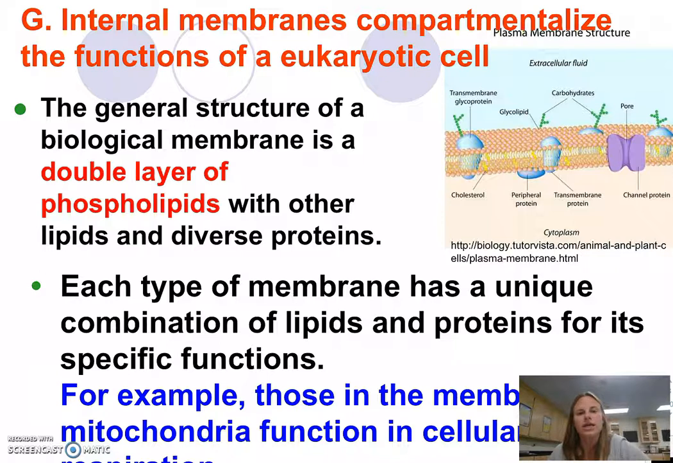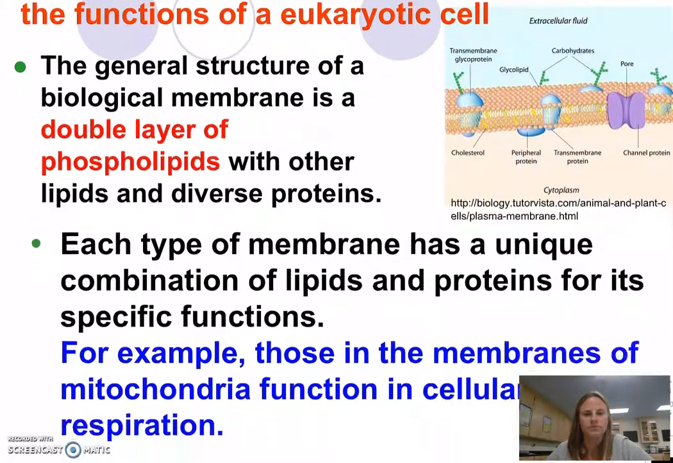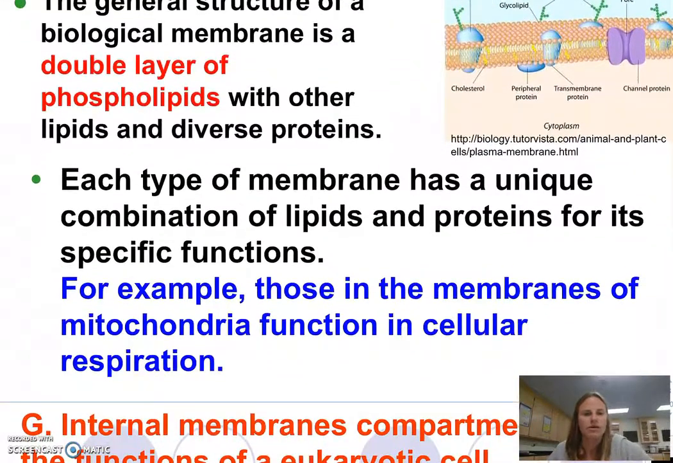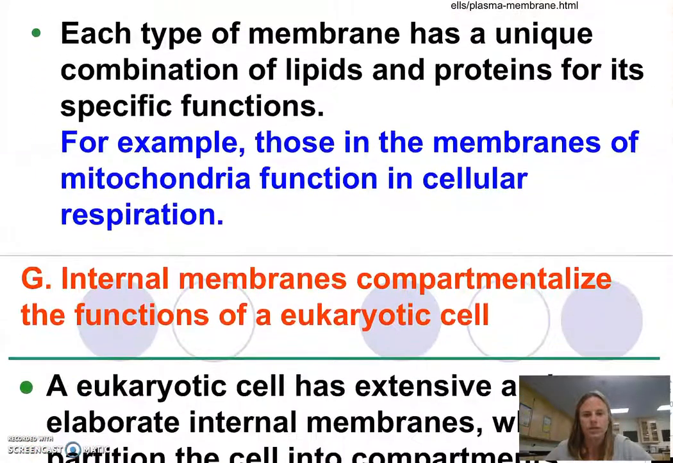Now, how is this organelle compartmentalized? Well, it's got a double layer of phospholipids, which gives it some protection and separation from the other organelles. So, for example, the membranes of the mitochondria enable that mitochondria to function specifically during cellular respiration.